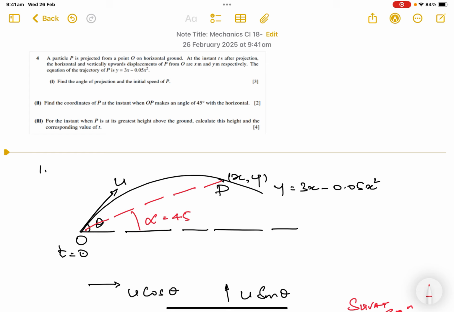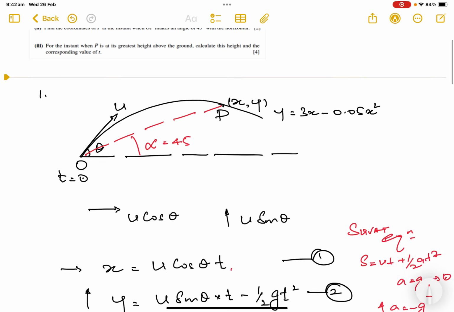So I just put a little sketch, linking P and O with a red dotted line, and the angle is 45 because it's given. What they ask you to find is the coordinates of P, so x and y, when alpha equals 45, that is, OP makes an angle of 45 with the horizontal. So let's see.